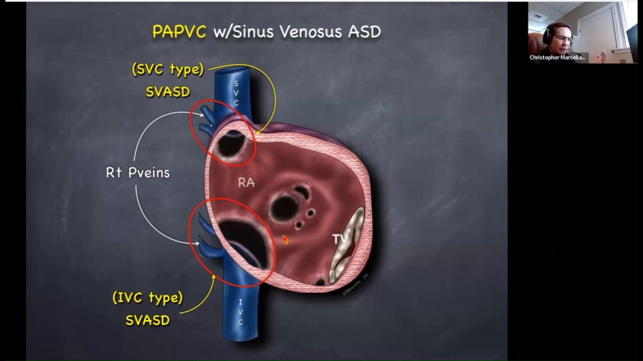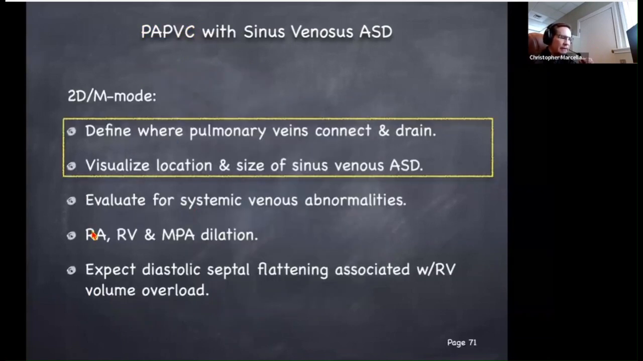You can also have an inferior type sinus venosus ASD associated with partial anomalous pulmonary venous return. So that's usually going to be maybe a lower or a middle, but there can be some variation with that. So there's no hard and fast rule. And then you can have additional ASDs as well. So that's something we see when we see partial anomalous pulmonary venous connection associated with a sinus venosus ASD.